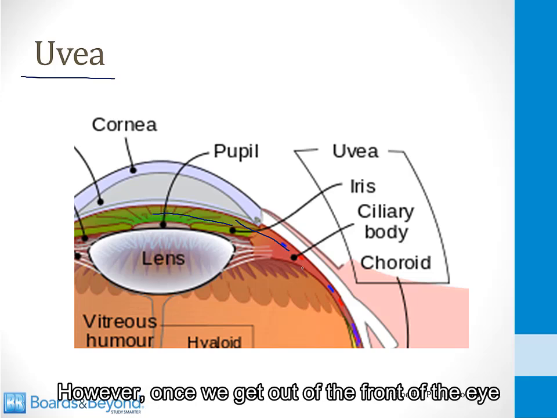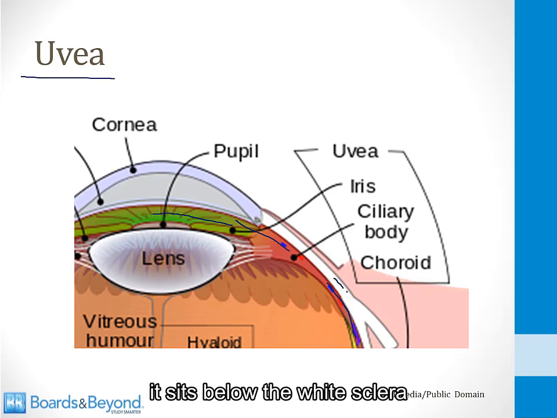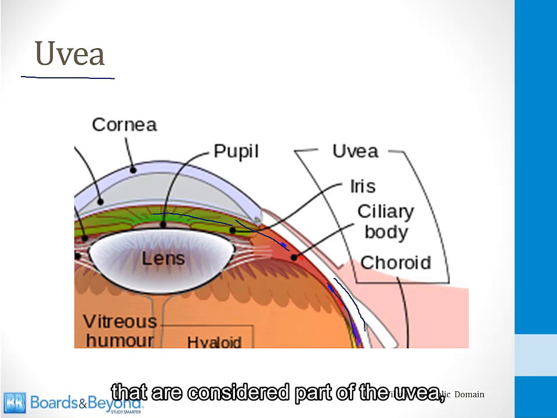eye. However, once we get out of the front of the eye, there is this layer called the choroid. It sits below the white sclera that I'm marking with my pen, and the choroid is also part of the uvea. So there are three structures that are considered part of the uvea.